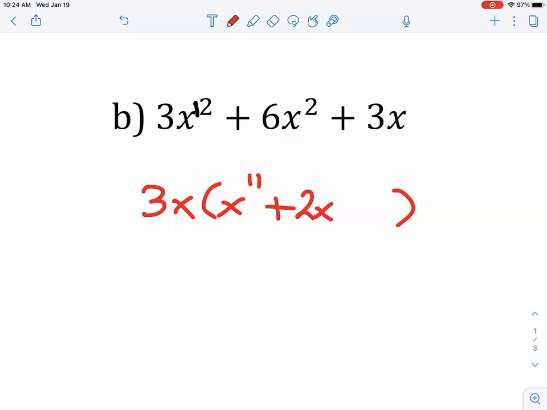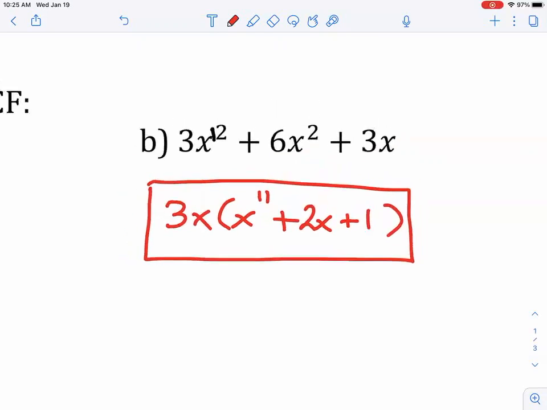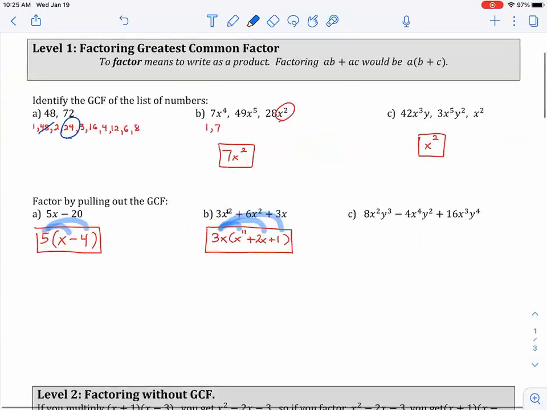And now last but not least, if I take 3x out of 3x, I know you'd say, well, there's nothing left over, but we really need a +1 placeholder. Because again, think about distributing. This is our answer, by the way. And if we were to distribute that, that would give us 3x to the 12th plus 6x squared plus 3x, which is the same as our original. All right, so we got one more here.